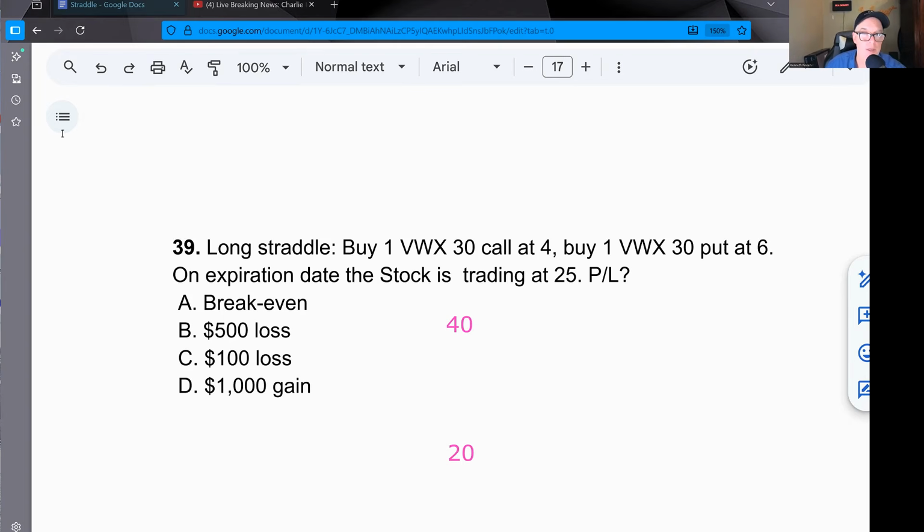And I want it outside the range. And it went to 25. Down is good. Up is good. Inside is bad. I lose 5 points. There's a $500 loss. Hope you got that right.